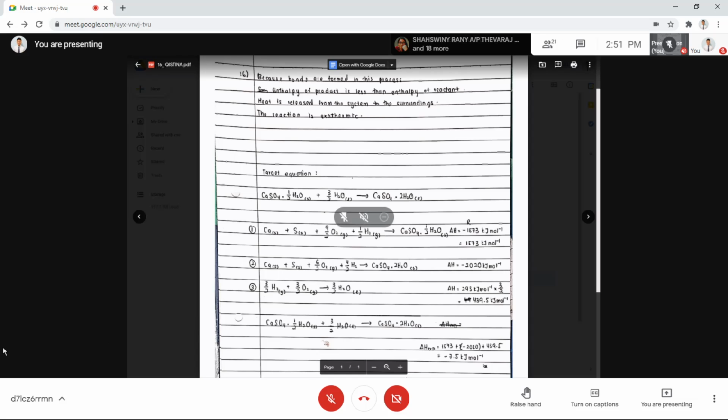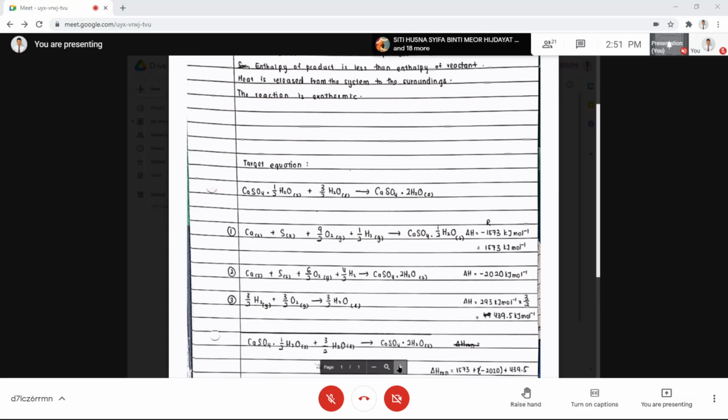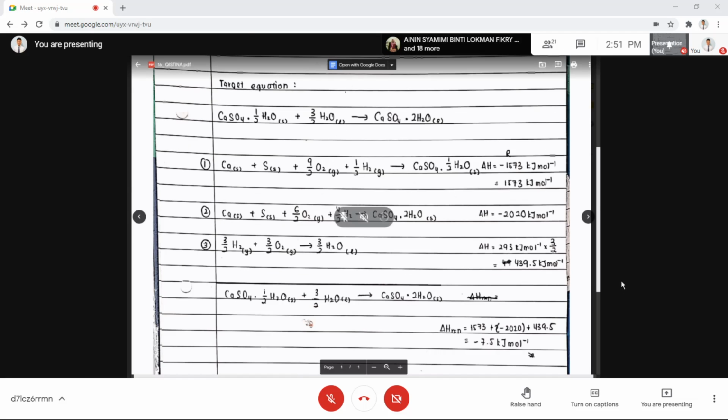And then how are you going to calculate the enthalpy? Very good. I saw you first write out the targeted equation and then continue. And then you need to write all the thermochemical equations. So the first thermochemical equation is calcium plus sulfur plus 9/2 O2 plus half H2. Okay, madam wants some calcium sulfate.